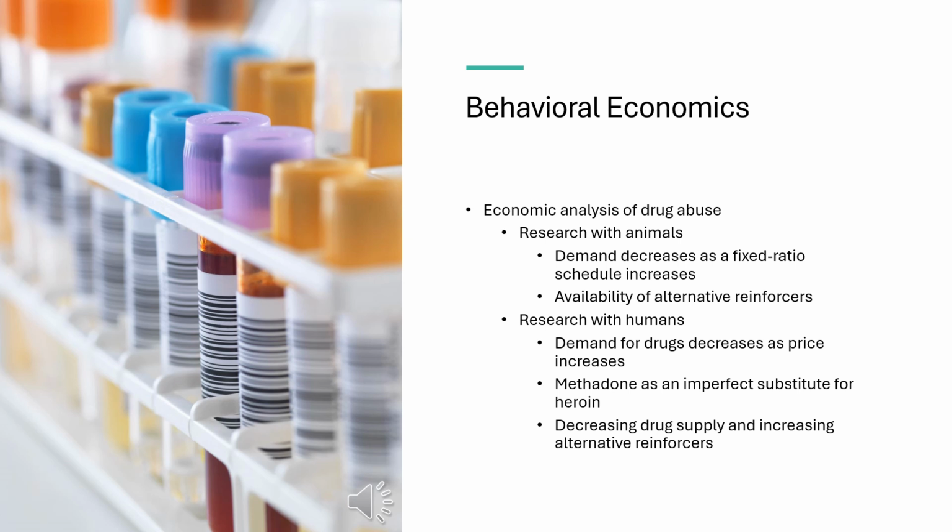If we combine reducing drug availability with increased access to alternatives, like maybe vocational training, therapy, community programs, this can be more effective in treating addiction than solely reducing the supply. So we want to keep in mind that behavioral economics provides a useful framework for understanding drug abuse and informing public policy. By manipulating the price of drugs, altering their availability, and increasing the availability of alternative reinforcers, we can better understand and address addictive behaviors.